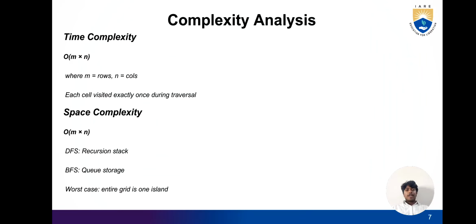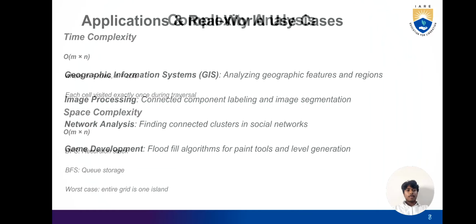The complexity analysis: the time complexity is O of m cross n, where m is rows and n is columns, as each cell is visited exactly once during traversal. Space complexity is the same, O of m cross n. In DFS it is the recursion stack, in BFS it is queue storage. In the worst case, the entire grid is one island, so there is no water.